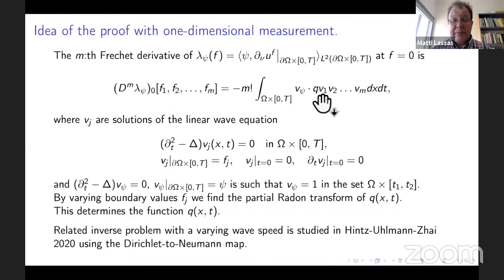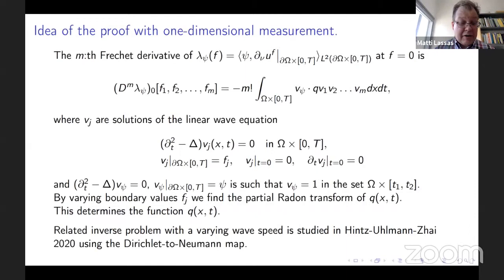And there are so many solutions that we can find the Radon transform of Q in space variables, and this determines the unknown potential. I emphasize that this type of formula has already been used in the study by Hintz, Uhlmann and Zhai, where they used the whole linear Dirichlet-to-Neumann map, but they were also able to consider the case when the wave speed is varying.